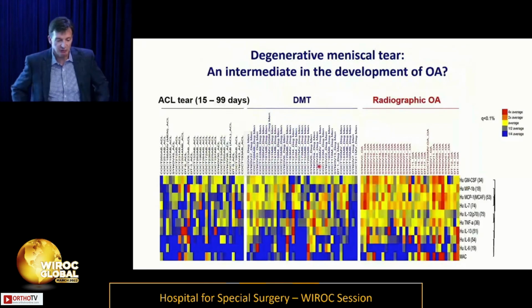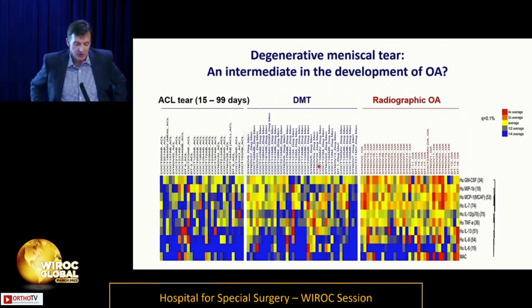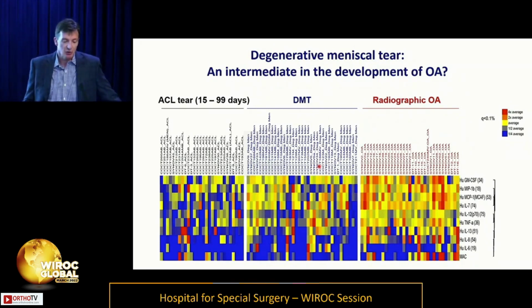Working with Connie Chu at Stanford, we've been profiling cytokines in some of her cohorts, including ACL tear and degenerative meniscal tear cohorts. And again, we see low levels of increased inflammation in subsets of these patients. It suggests that not only are these potentially intermediates for the development of OA, but that an inflammatory process has already been initiated and may be contributing to the progression of the joint failure.